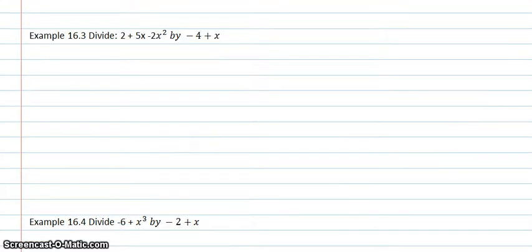In our third example in lesson 16, we are dividing polynomials, and it's very important to put them in order. So I need to have x minus 4, and then I'm going to divide the trinomial. It's going to be a negative 2x squared plus 5x plus 2.